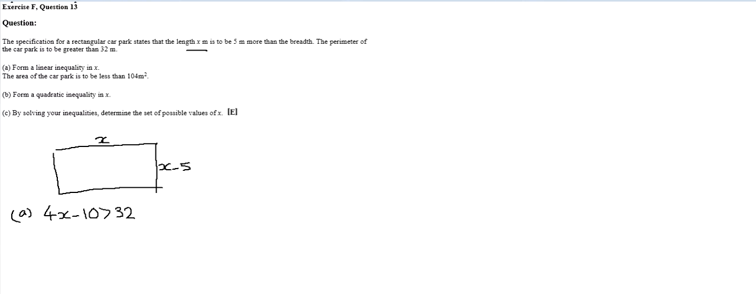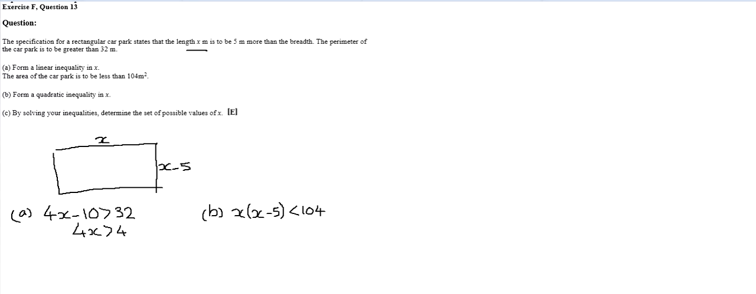Now, for part B, it says the area of the car park has to be less than 104. So for part B, the area is going to be this times this, so we've got x being multiplied by x minus 5, has to be less than 104. Okay, so I've formed an inequality. Now, part C, it says solve them and determine a possible set of values for x. So that means the perimeter has got to be more than 32 and the area has got to be less than 104. Let's go ahead and solve this.